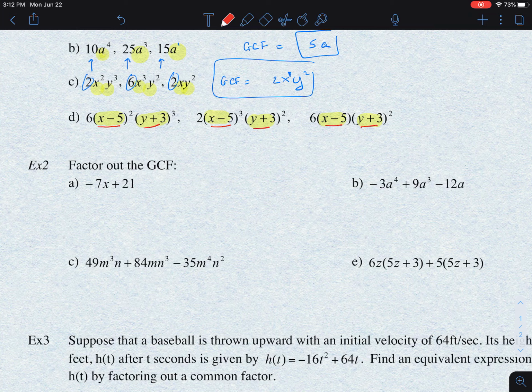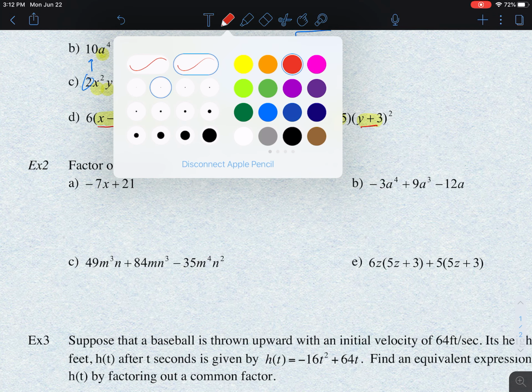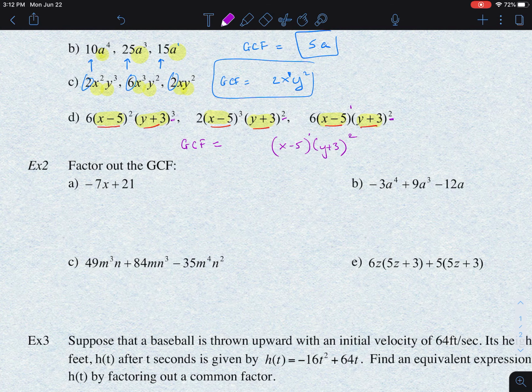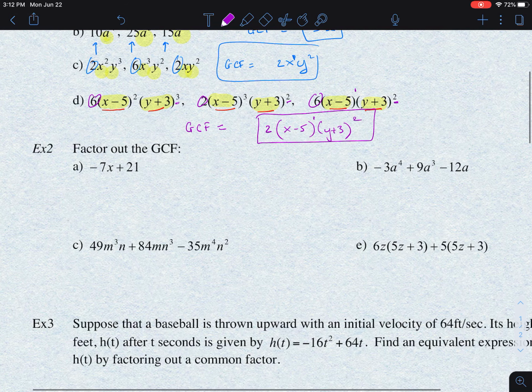Now the question is, to what power do these 3 algebraic expressions have these factors in common? I'm going to say x minus 5 is one of them, and y plus 3 is the other factor. All 3 terms have the lowest power, which in this case is 2 for x minus 5, so that's squared, and the lowest power for y plus 3 is 1. Those factors appear in all 3 algebraic expressions. Now let's look at the coefficients. We got 6, 2, and 6, so 2 seems to be the greatest common factor. This is going to help us with factoring by grouping quite a bit later on in this video.